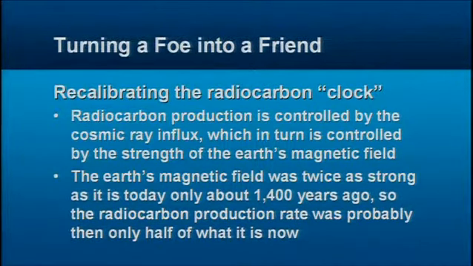What about radiocarbon? Remember, radiocarbon production is controlled by the cosmic ray influx, which is in turn controlled by the Earth's magnetic field. If the Earth's magnetic field was twice as strong as it is now 1,400 years ago, which other evidence indicates it was, that means the radiocarbon production rate was half of what it is today, back then. And that means if we go to the flood 4,300 years ago or so, the radiocarbon production rate was very, very much less than what it is today.